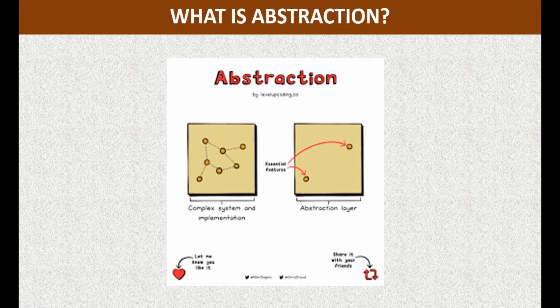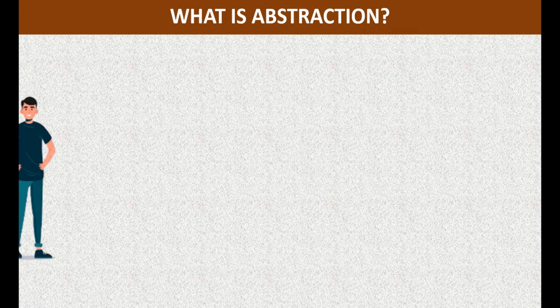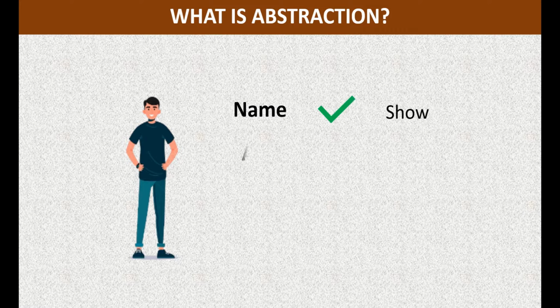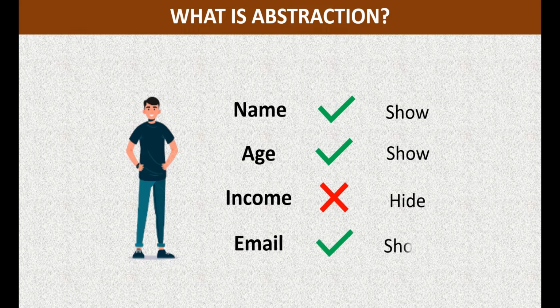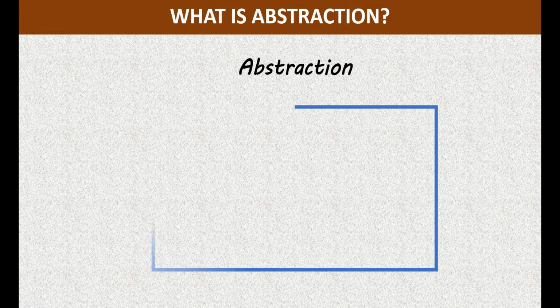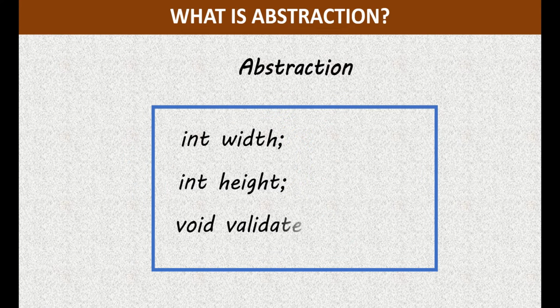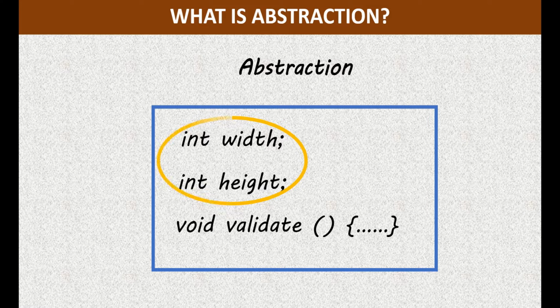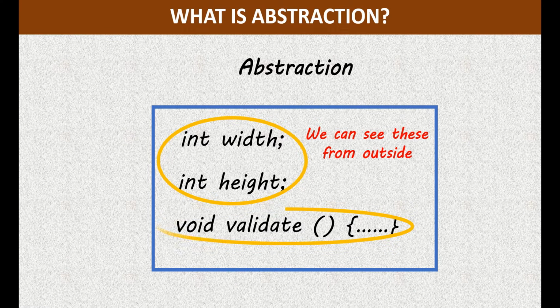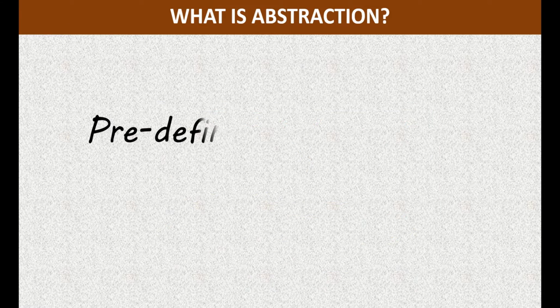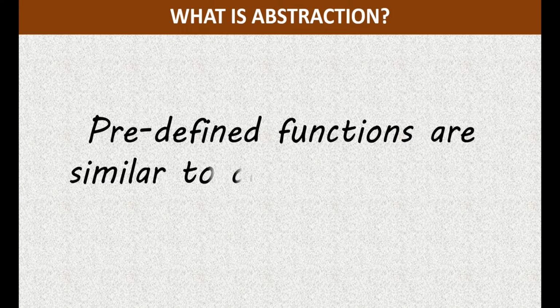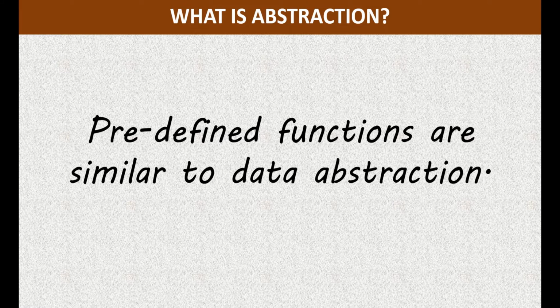Abstraction in programming is a fundamental concept that helps simplify complex systems by hiding unnecessary details and showing only the essential features. Let's try to understand it in simple words. Abstraction is used to hide background details or any unnecessary implementation about the data so that users only see the required information. It is one of the most important and essential features of object-oriented programming. We can say that predefined functions are similar to data abstraction. Let me explain with an example.